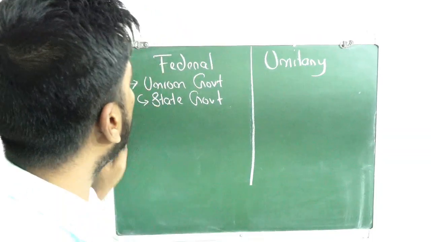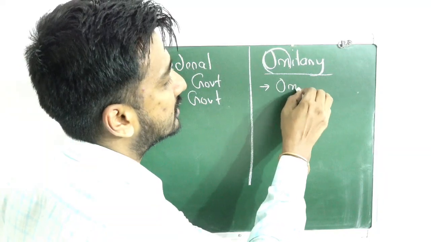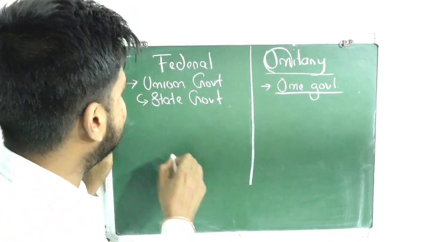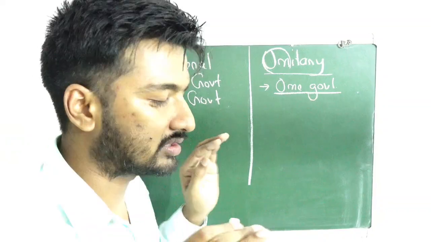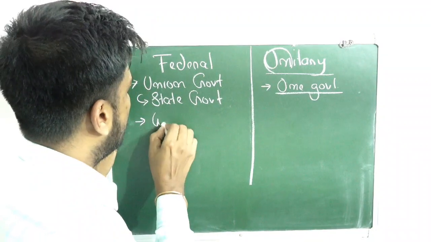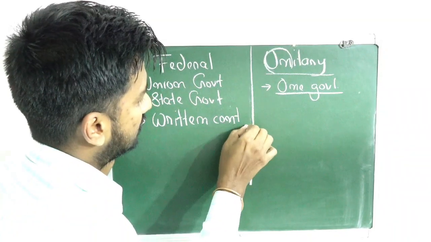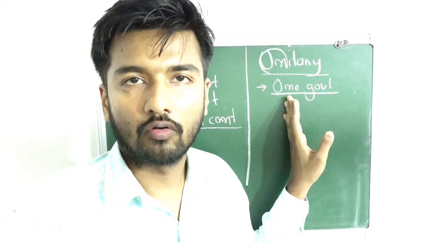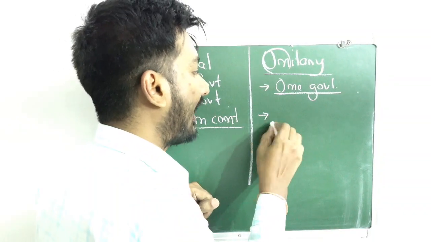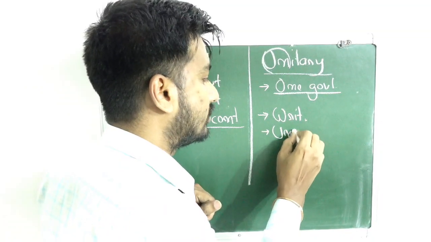Now, what is a unitary government? Unitary, as the name suggests, uni means one government. Now, the next point is in a federal system of government, the constitution should be written. It must have a written constitution. But a unitary system of government can have a written constitution, and it can also have an unwritten constitution.